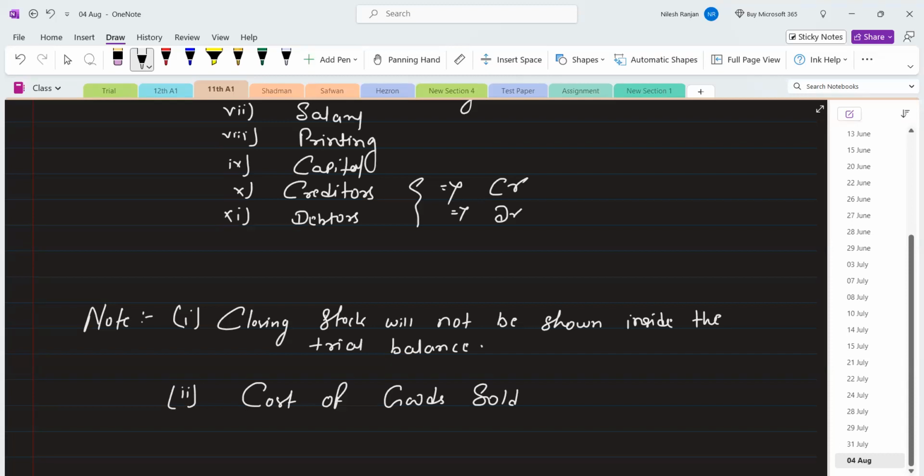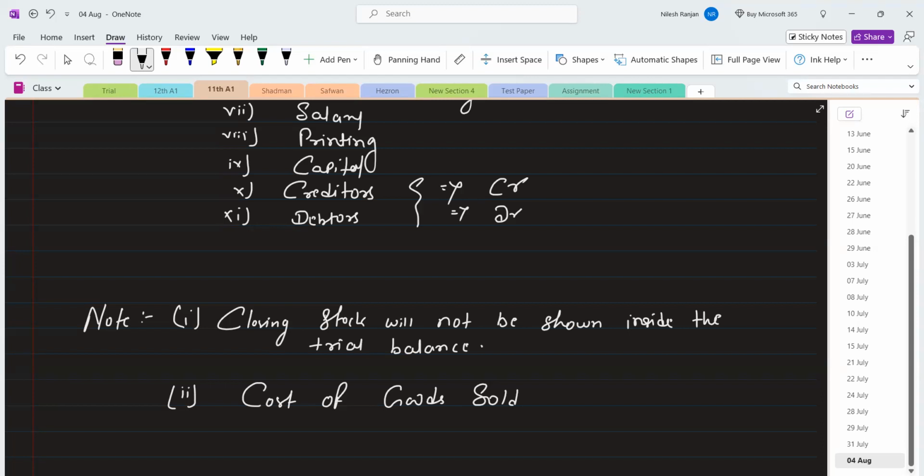So you were saying that if in a question I get cost of goods sold and adjusted purchase, till here I heard, and after that you started asking. Yes, I said that if cost of goods sold or adjusted purchase is given in the question, then you don't have to write opening stock and purchase on the debit side. Okay.